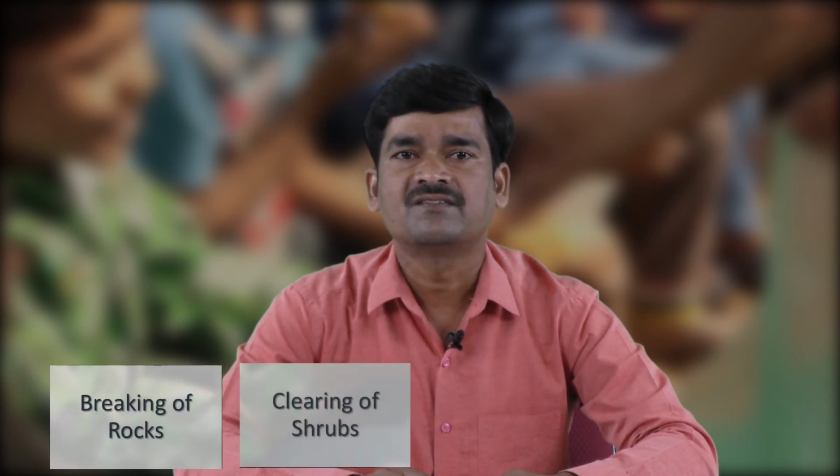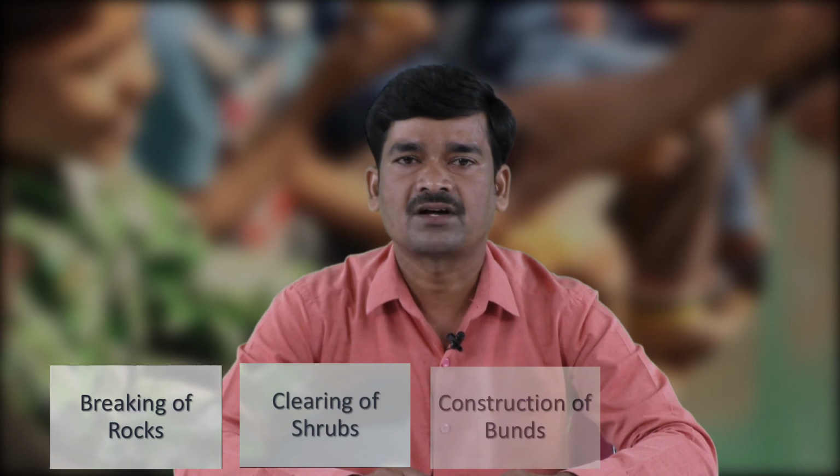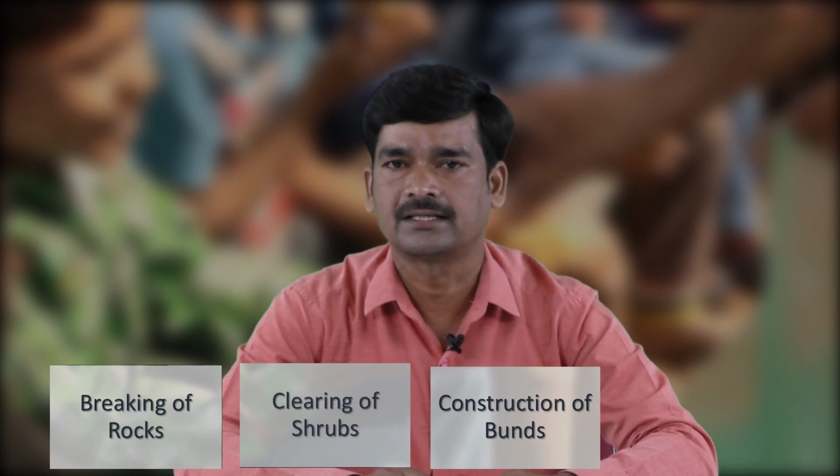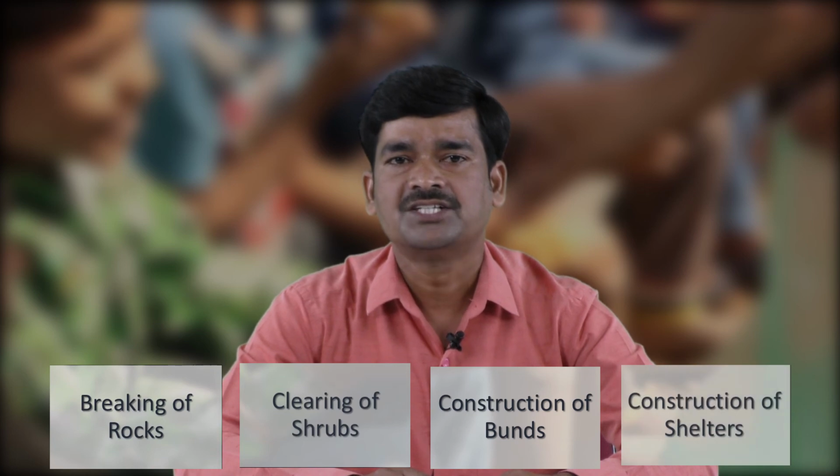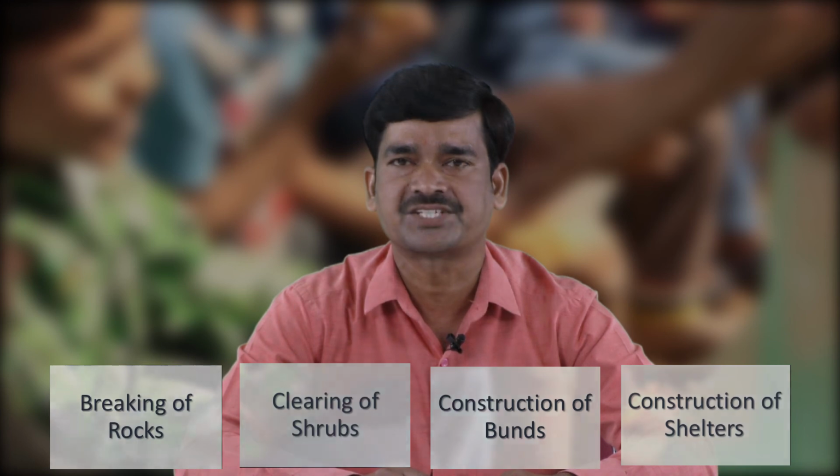Voluntary manual labor was essential for all kinds of work like breaking of rocks or clearing of shrubs, construction of narrow passages through dense forests, construction of bunds on the banks of rivers, or digging of wells or ponds for drinking water, or construction of shelters alongside the roads for the travelers to take rest.